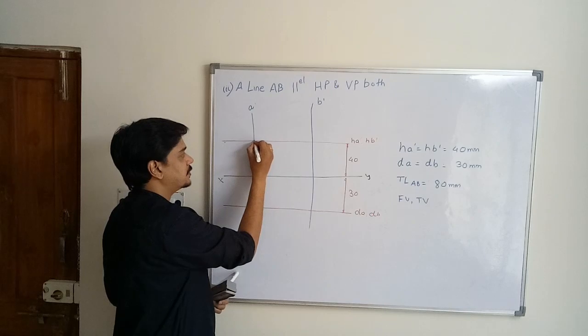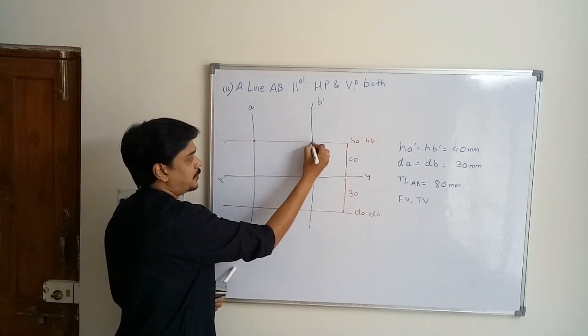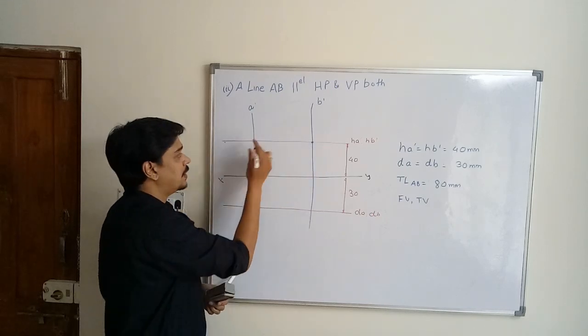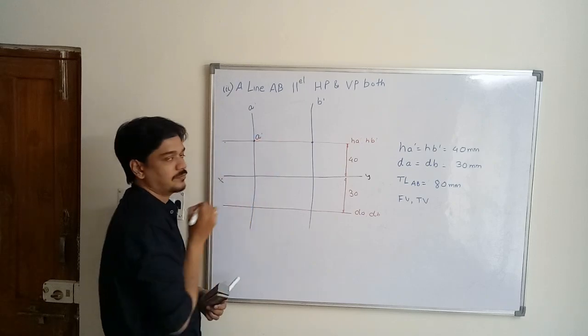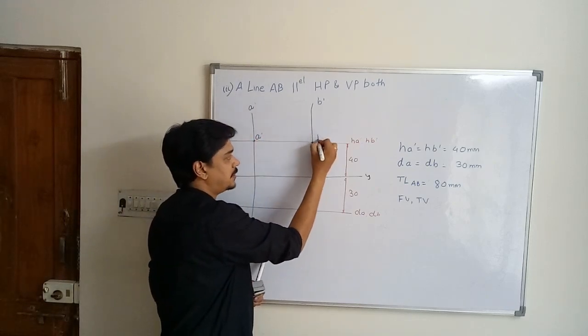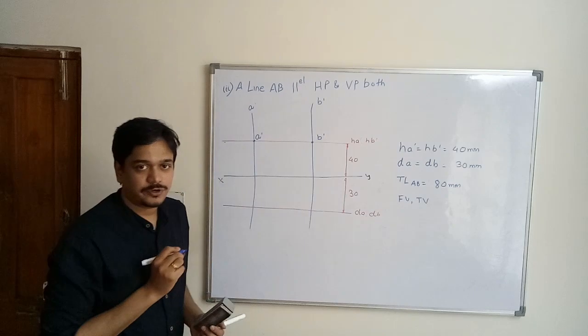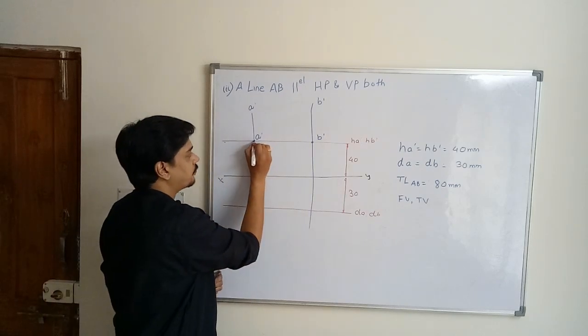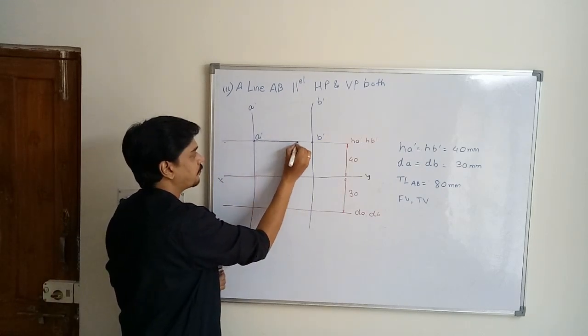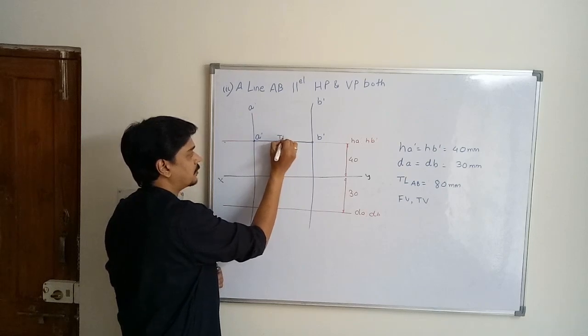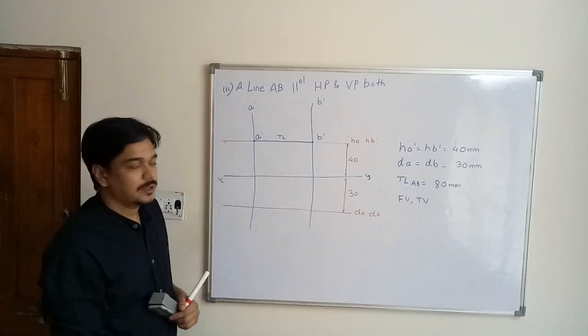So this point as well as this point, intersection. So you will name this point as A dash and this point as B dash. The true length is 80. So this is the true length, 80 mm.